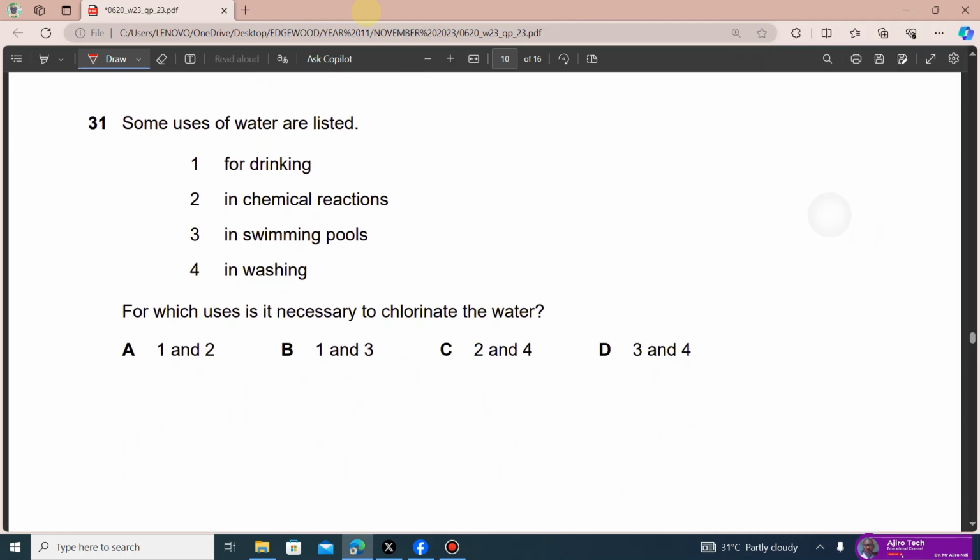Some uses of water are listed. From which uses is it necessary to chlorinate? Now, we chlorinate the water to kill germs, because you don't want it to be harmful when humans consume it. So for drinking and in swimming pools, aligns with consumption.